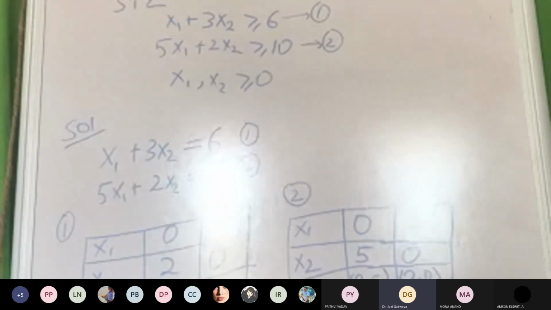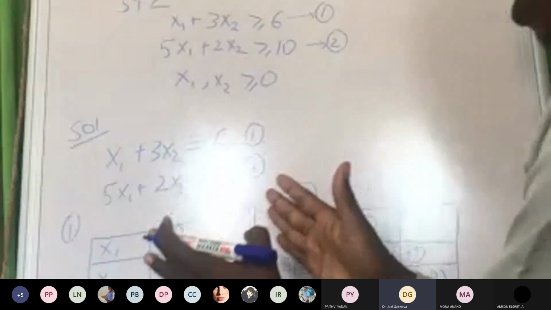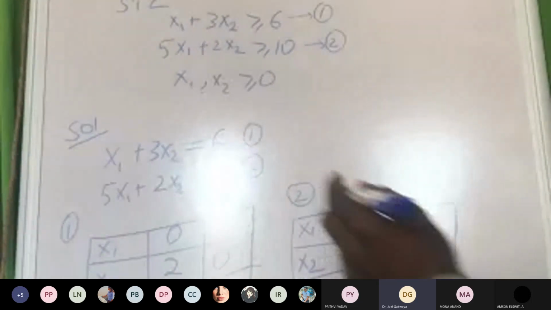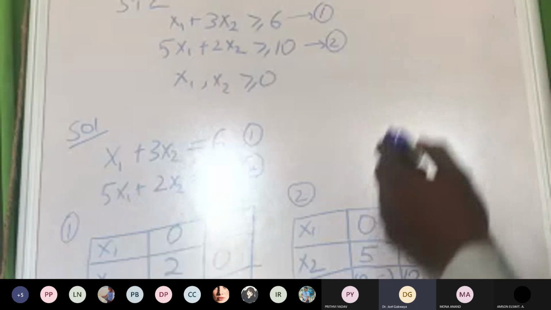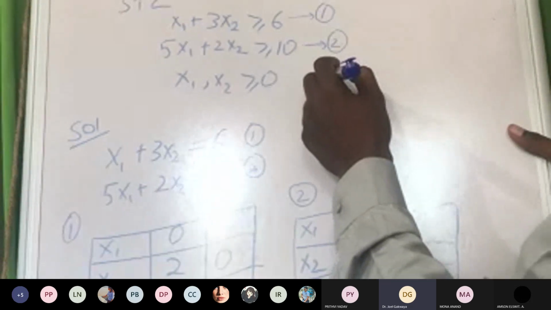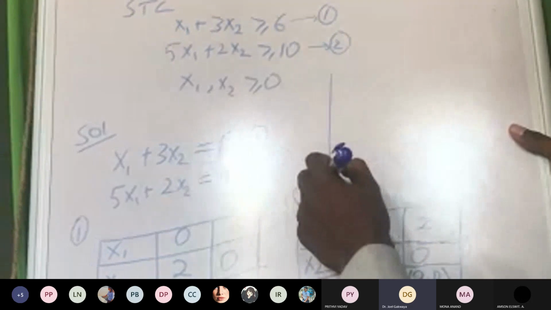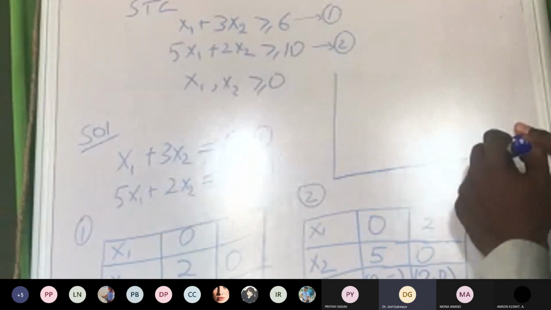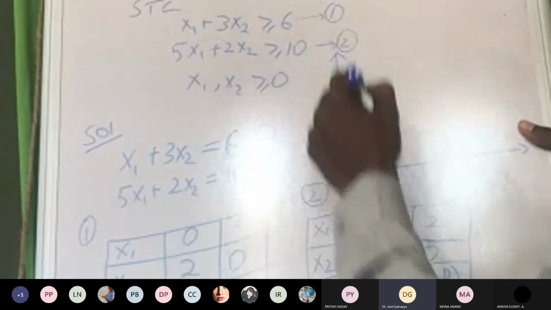Once we're done with this, what is next? Next, we want to plot these points onto our graph. Keep in mind we are dealing with minimization. So let me put a small graph here for your reference. Let this be a small graph here. I try to minimize it as much as I can.